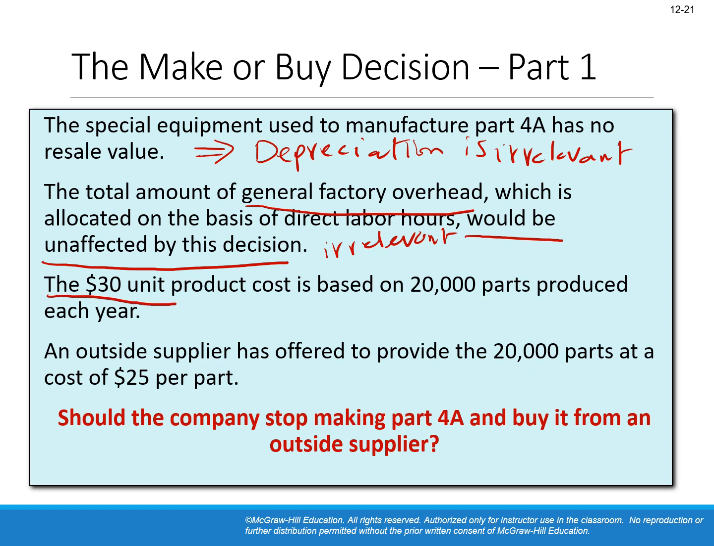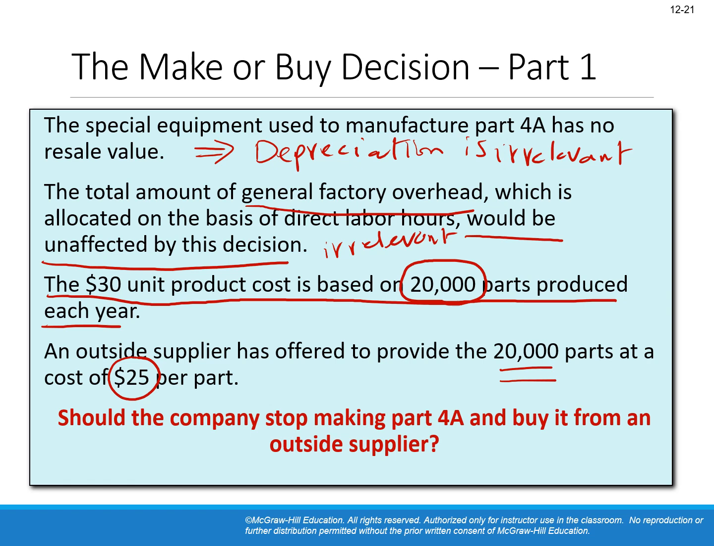The $30 unit product cost is based on 20,000 units or parts produced each year. Okay, so they are telling us that the total cost of manufacturing 20,000 units is $600,000. An outside supplier has offered to provide the 20,000 parts at the cost of $25. Should we go for this decision or not?